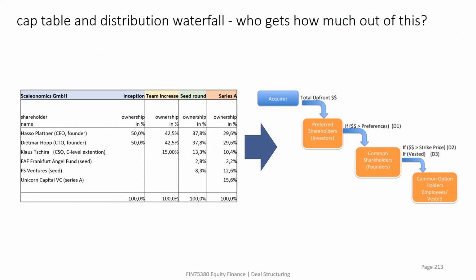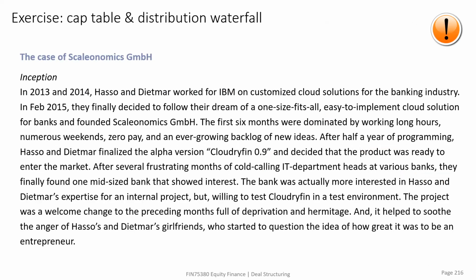Finally, we use the cap table as an outlook and as a planning tool for measuring how much money will be distributed in the event of an exit, which will show how the proceeds of an exit flow into the pockets of different investors and owners according to this distribution waterfall. Now, before we go into the Excel modeling, here's a little case study.